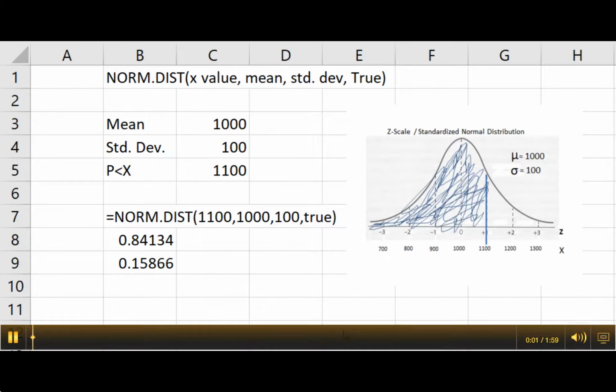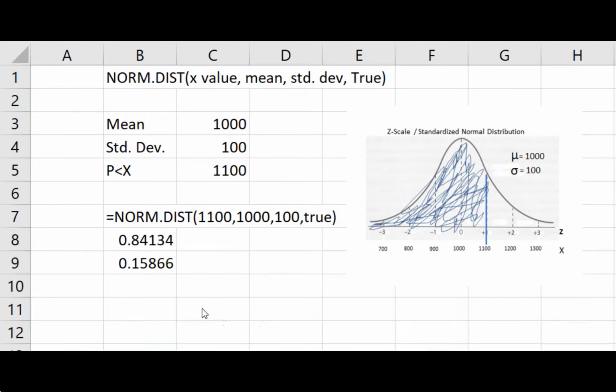Let's take another look at our normal distribution and how to do a greater than problem. So here we have a mean of 1,000, a standard deviation of 100, and if you recall, before we were looking for what is the probability that x is less than 1,100. So on our chart here, we drew in 1,100.